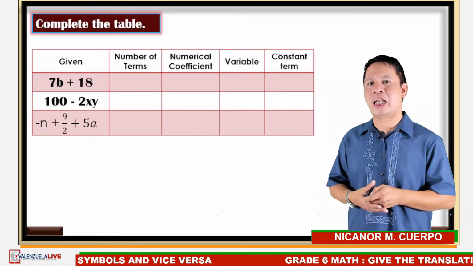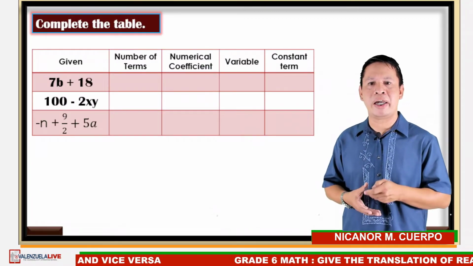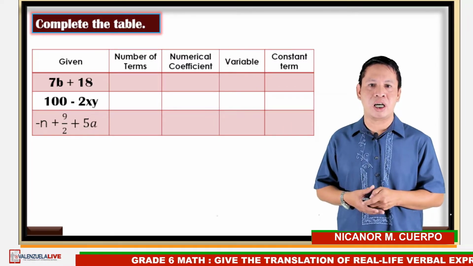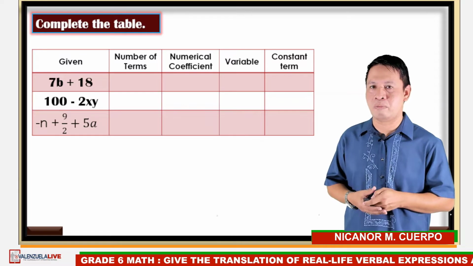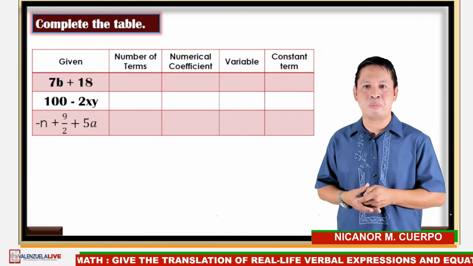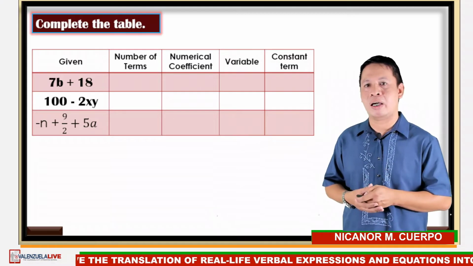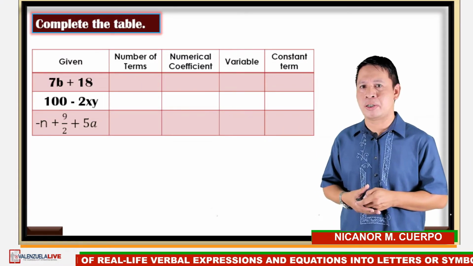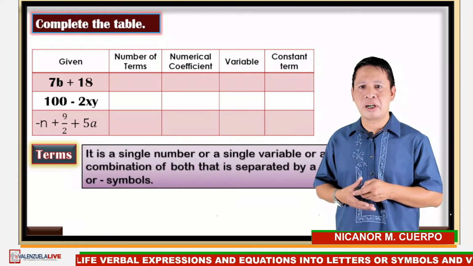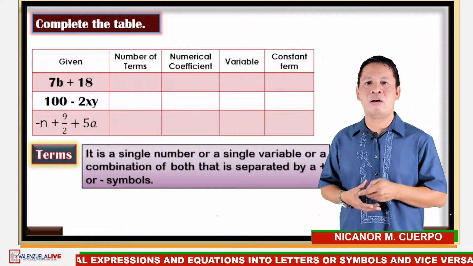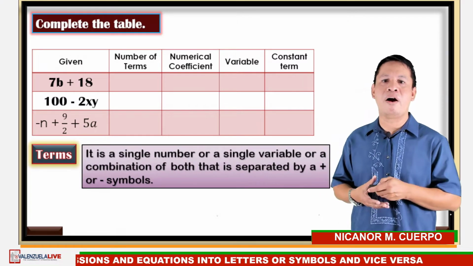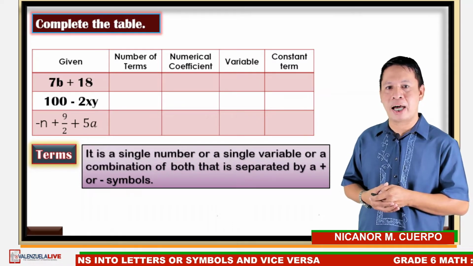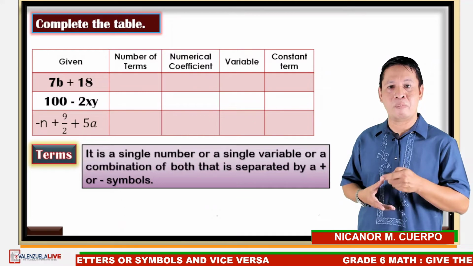Now, I would like you to complete this table by identifying the number of terms, numerical coefficient, variable, and the constant term, given the following numerical expression. But let us first define what is terms. A term is a single number or a single variable or a combination of both that is separated by a plus or minus symbol.